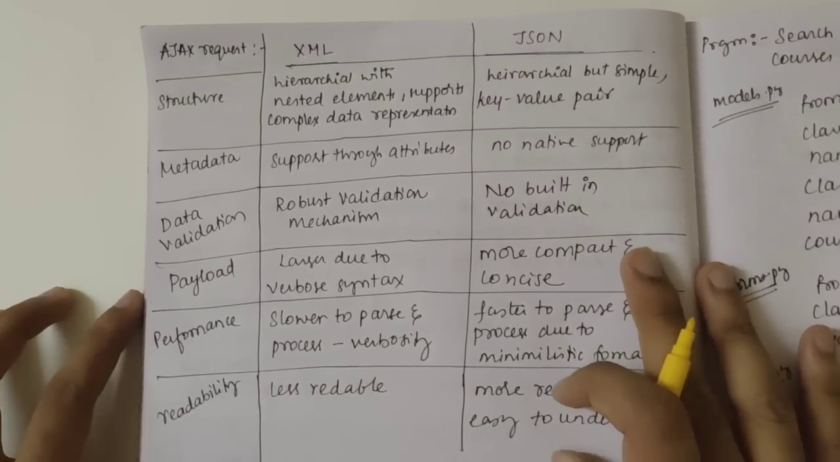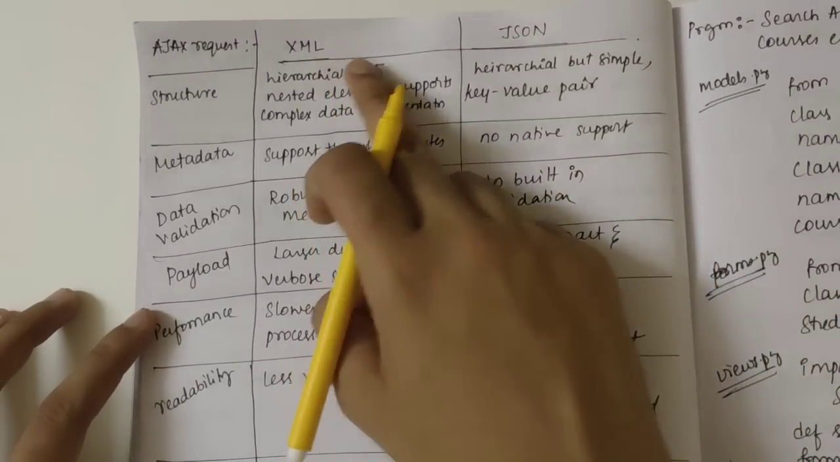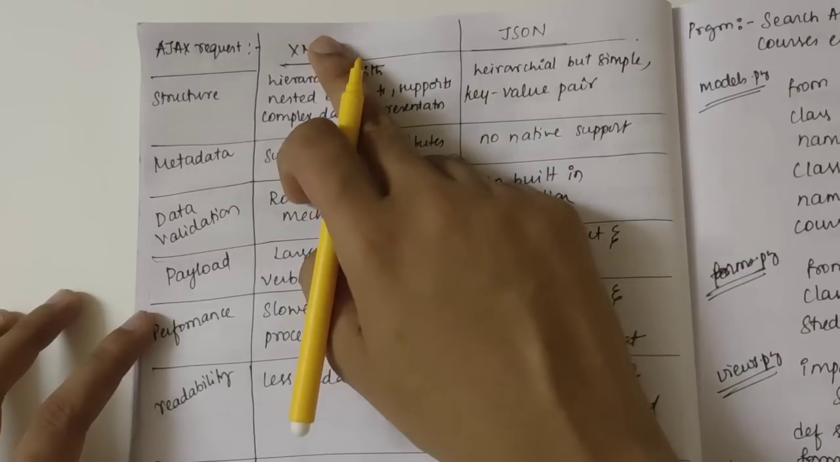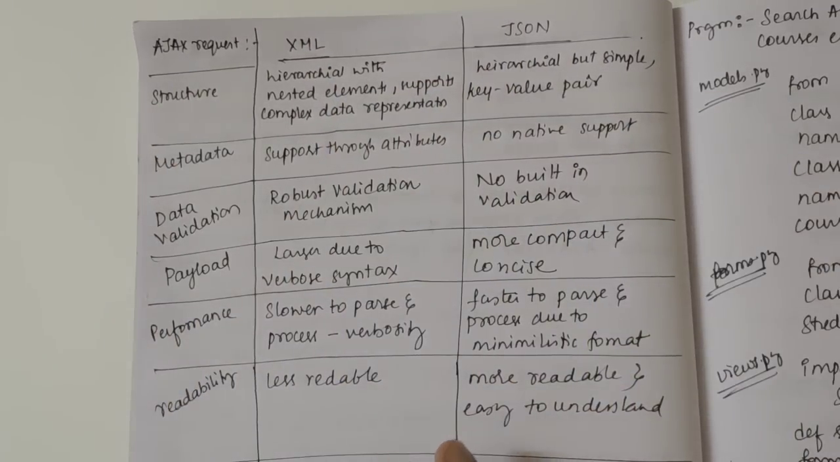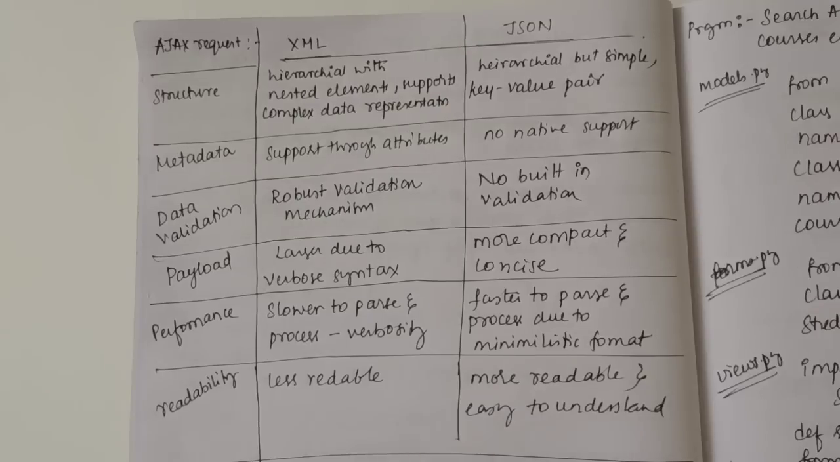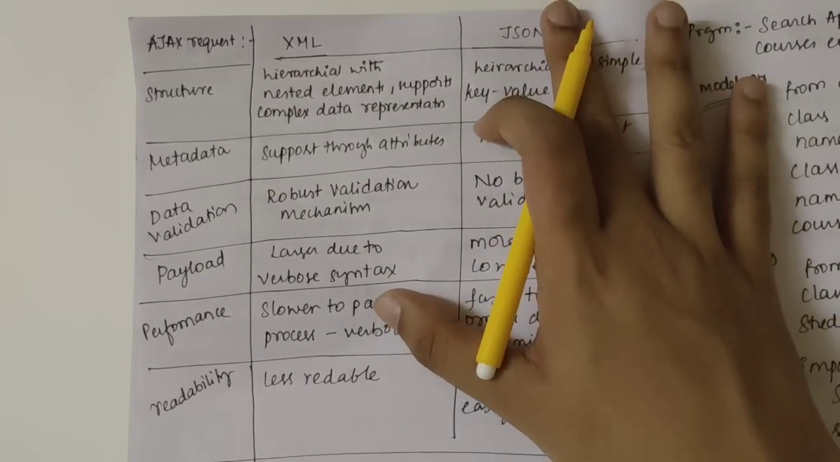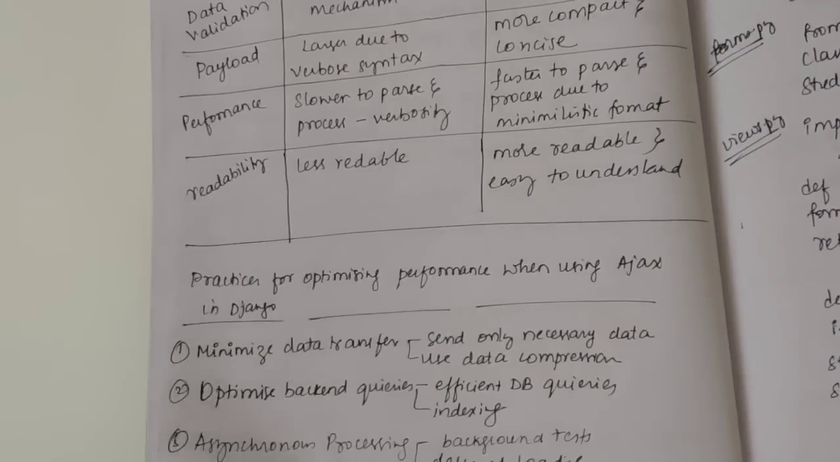Next, they can ask the differences between XML and JSON, or why XML is preferred over JSON. So these are pretty simple differences or definitions. So I would suggest you to go through this. It is pretty easy to understand. You can write it properly.